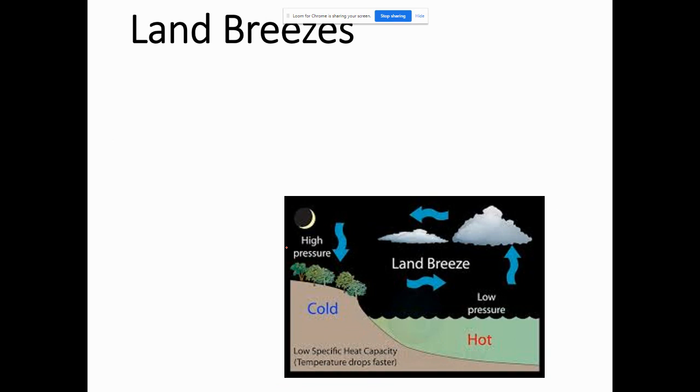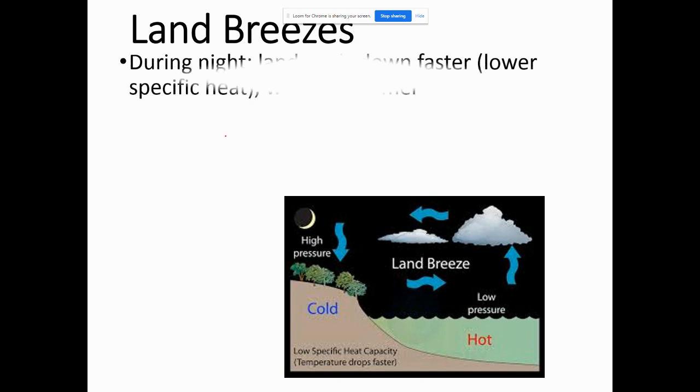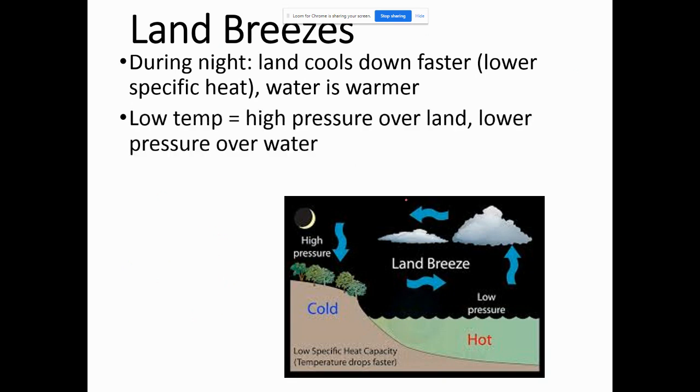Okay, and then we have land breezes. So notice we have changed to nighttime. So now this is going to happen at night when the land cools down. Okay, if you've been to the beach at night, the sand gets pretty cold. Depending on where you are, it may be colder than the water. So now you're getting a reverse. You're getting a localized high pressure over land because it's cooler, a localized low pressure over the water because it's warmer, and you get a breeze from the land to the ocean, and that is called a land breeze. And again, we name things based on where they start.